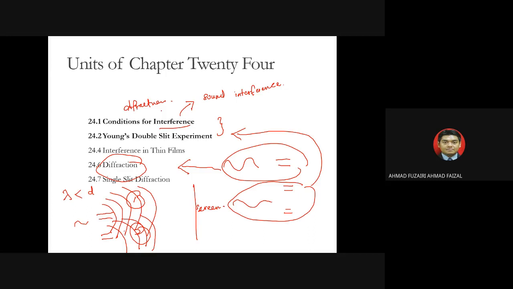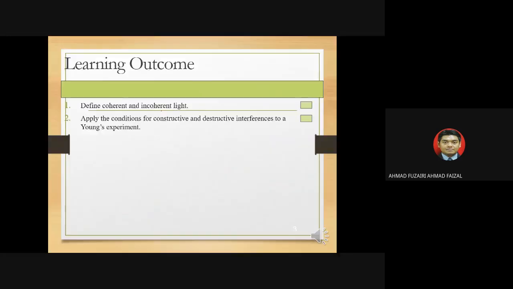I want to highlight this first because you need to know why you are learning this. You want to explore how waves combine when we have two slits or a single slit. We learn about the double slit first. In the double slit, two diffractions are involved, and when they combine, it becomes interference. Very easy to understand.